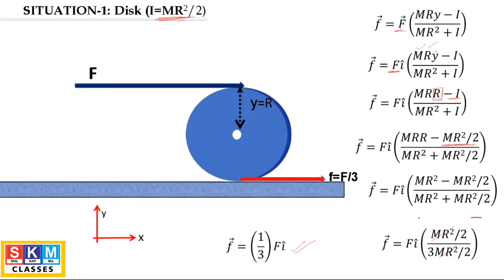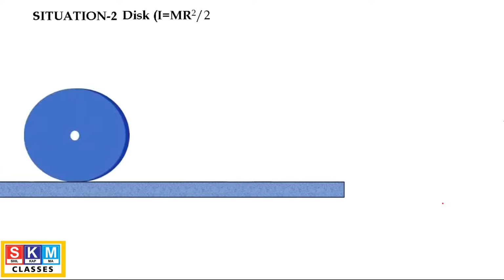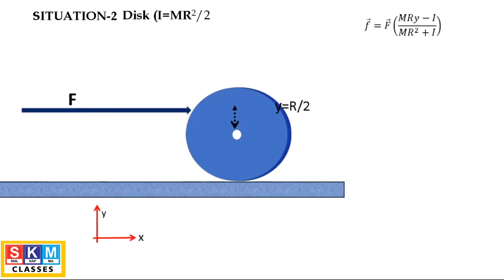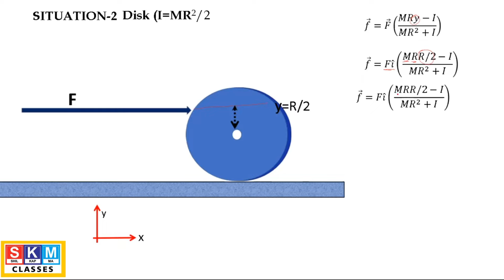Now let's move to next situation. Here everything is same, but the only change is the position of line of force. Here it passes r by 2 distance above the axis of rotation. Now, to calculate friction force, here F will have to be F i cap and M will be M, R will be R, but here Y has to be R by 2. As you can see here, line of force is above the axis of rotation.